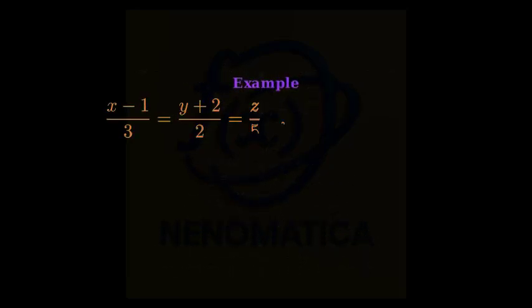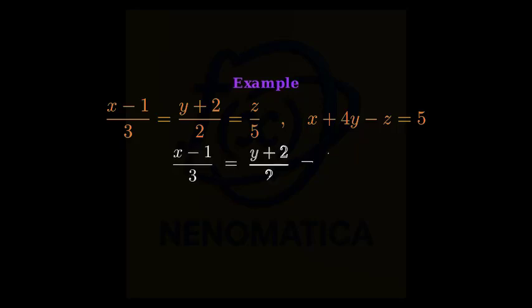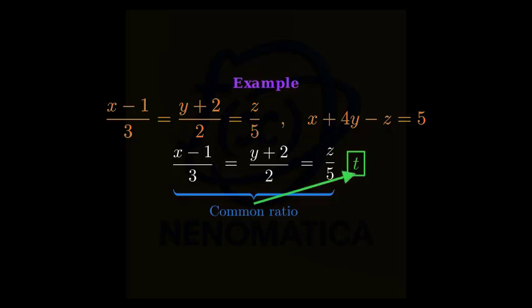Let's display the problem clearly. A powerful strategy is to name the common value of these equal ratios. We will call that common value t. Then each fraction equals t, giving three simple equations, and we can solve for x, y, and z in terms of t. Write each equality to t and solve.